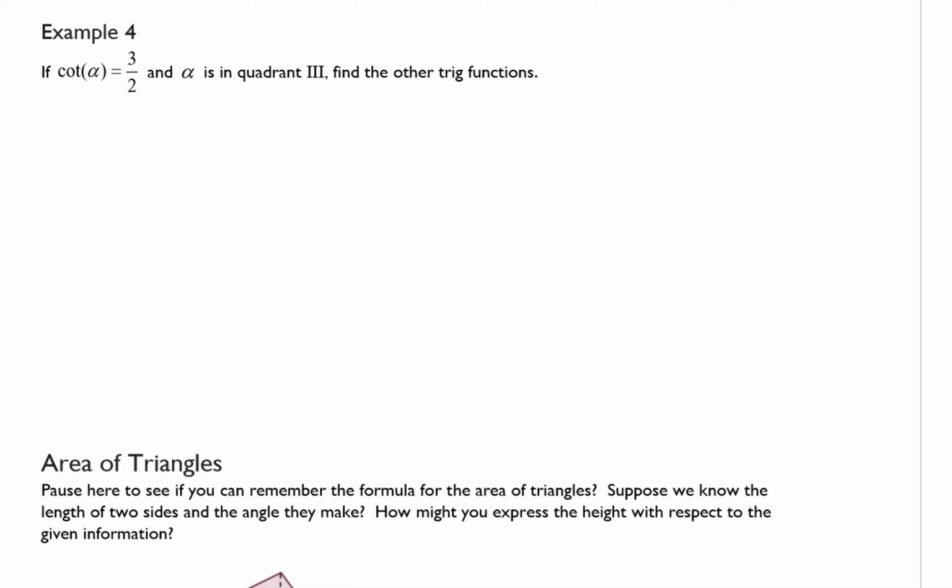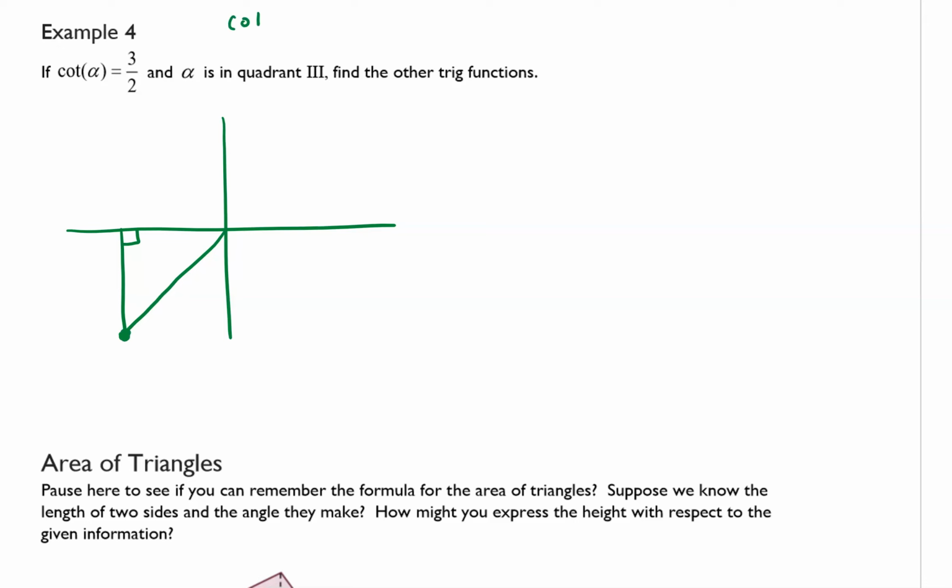Example 4 says if cotangent of alpha is equal to 3 halves and alpha is in quadrant 3, find the other trig function values. So this is not going to be to scale, but we have our right triangle here. And because it's in quadrant 3, we know that both the x and the y coordinate for our terminal points are going to be negative.